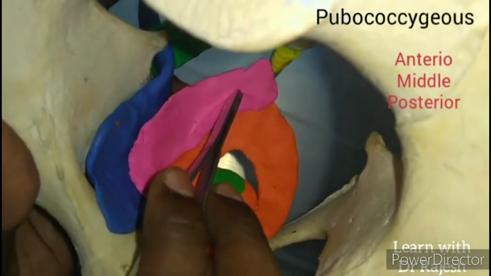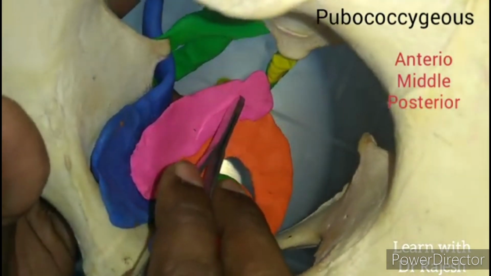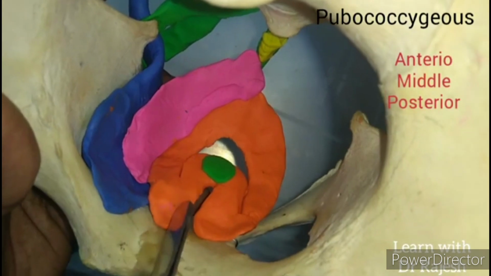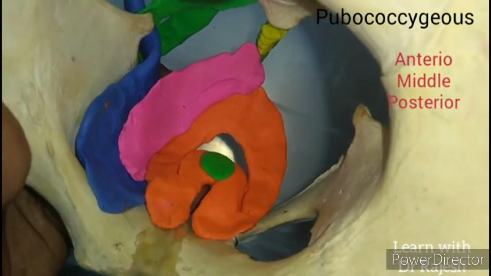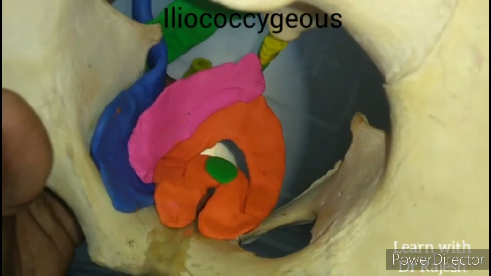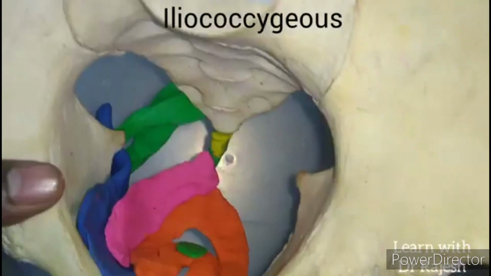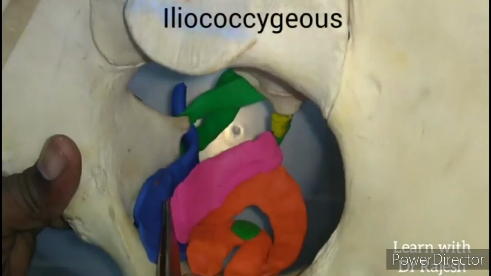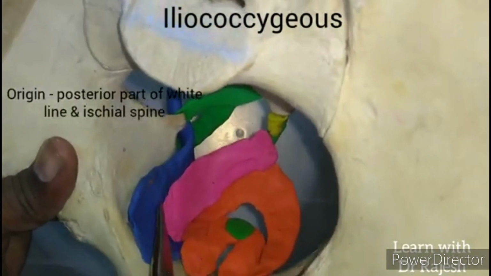The anterior fibers, in male, go to the prostate. In female, we can see they are covering the vagina. In the same way, the middle one is covering the rectum, and it is also being covered by the posterior fibers, also covering the rectum, right? So you can see another one is the iliococcygeus muscle.